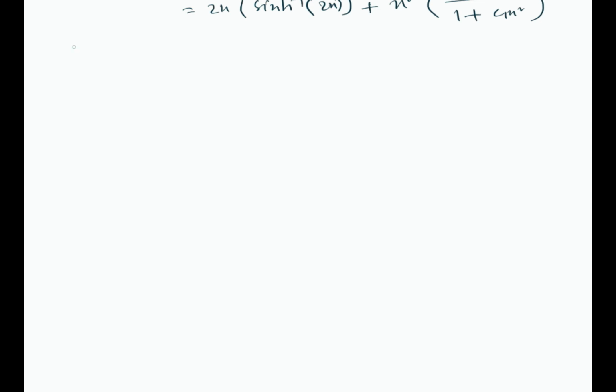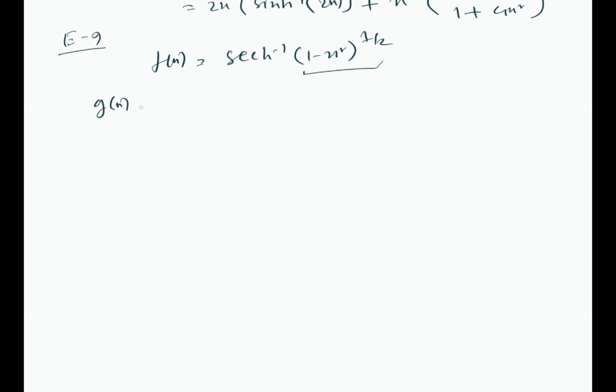Example 9. So for example 9, we have a function f of x equal to inverse hyperbolic sec of 1 minus x squared all to the power half. Okay, so our angle is this one. So this is a function g of x equal to 1 minus x squared all to the power half, and f of x, which is the original function or outer function, is equal to inverse hyperbolic sec of 1 minus x squared all to the power half.